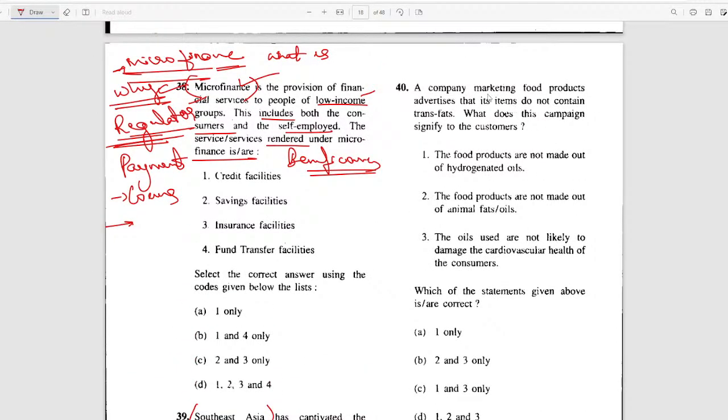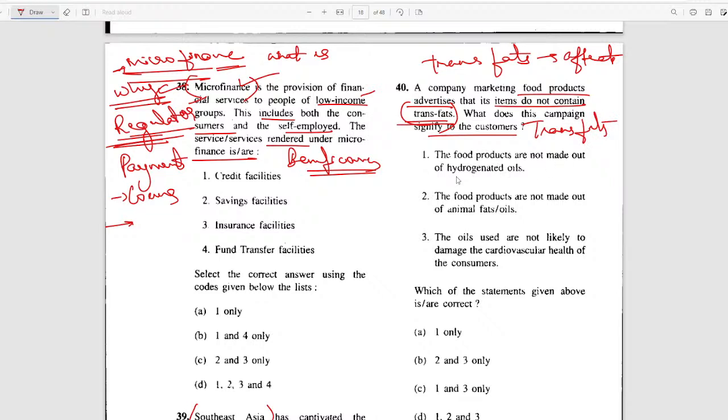Okay, and the 48th question is, a company marketing food products advertises that its items do not contain trans fat. What does this campaign signify to the customers? So the first thing is, what is trans fats? What is trans fat? How does it affect humans? And where are the trans fats available? I mean, in which food products?